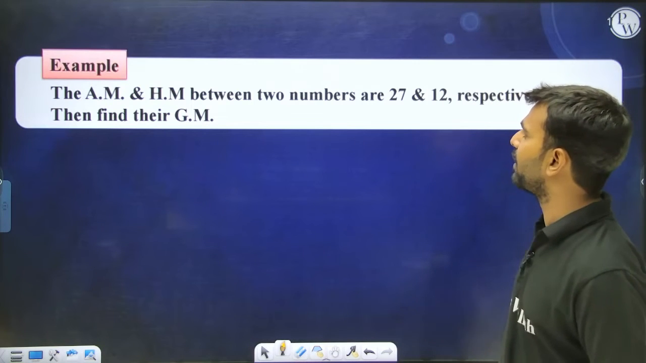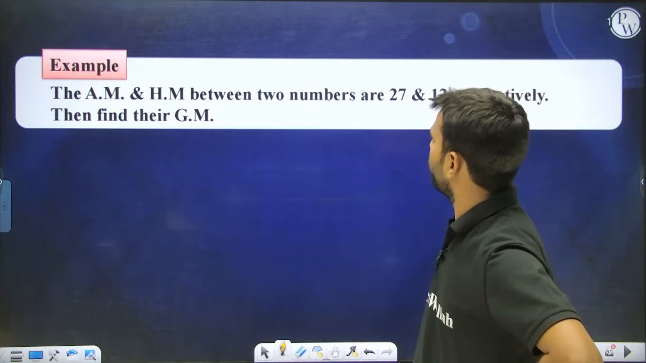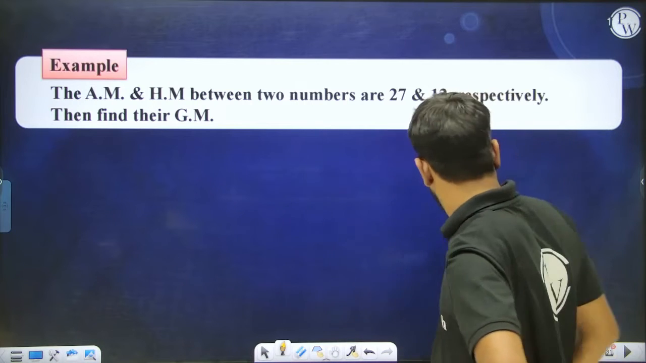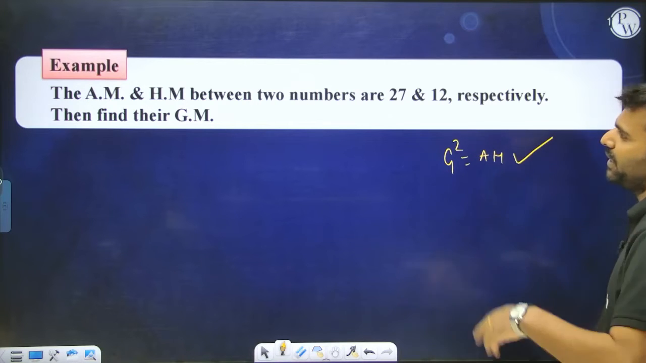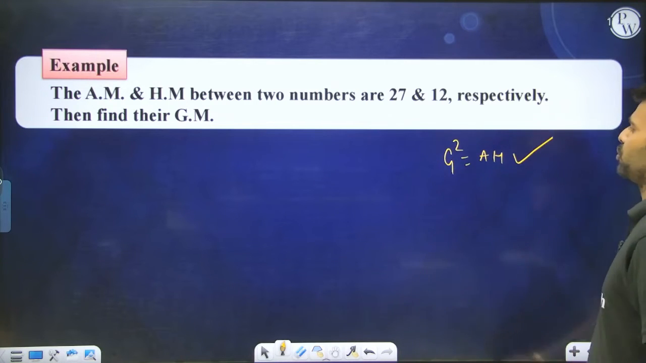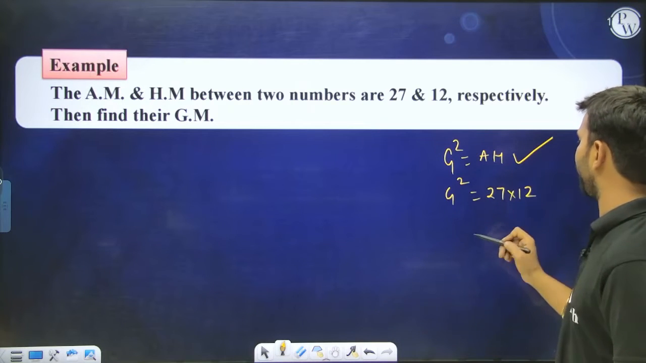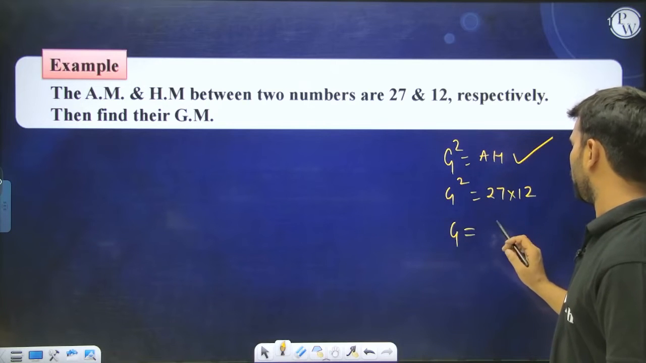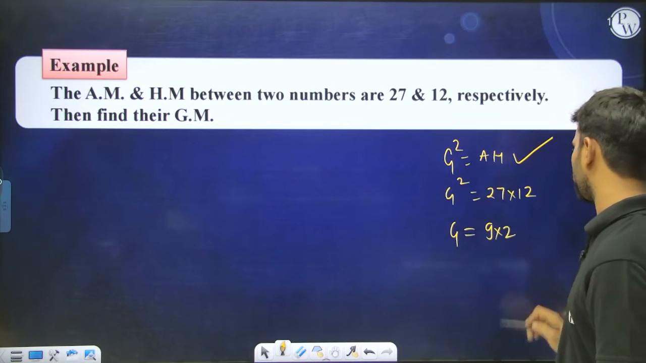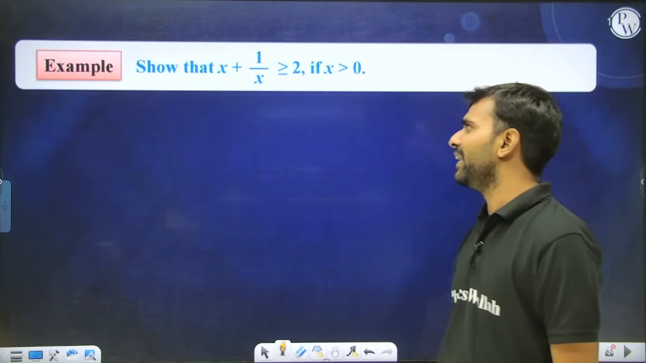If the arithmetic mean and harmonic mean between two numbers are given, the formula G square equal to AH, just apply it and find out the third thing. AM and HM are given to you. Geometric mean squared is nothing but 27 into 12, whole square root. So you can see that G is equal to 9 times 2, 18. 18 should be the answer, I guess. Okay, yes.